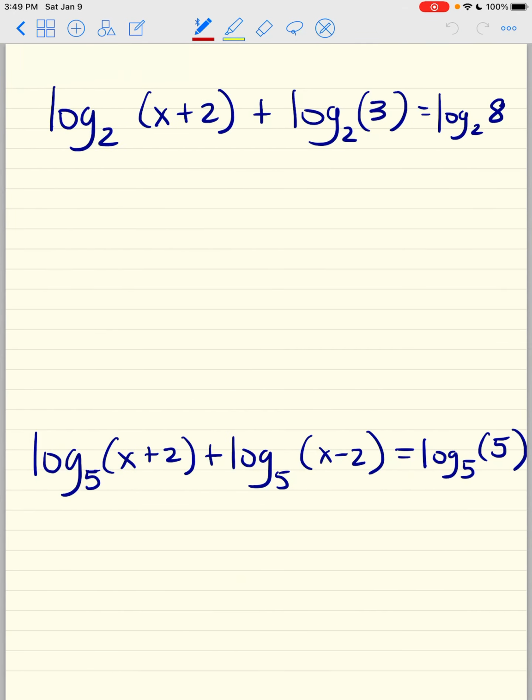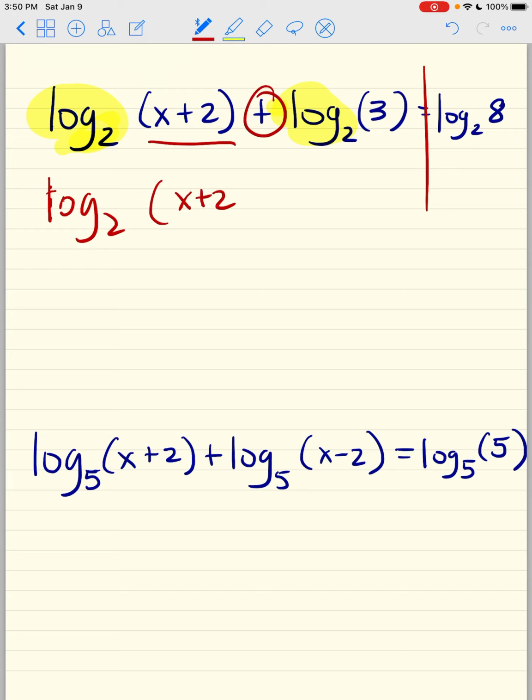In this problem, I have more than one log on the left side of the equal sign. If you watched my last video, you would remember how to condense, in other words, make more logs into just one log. Okay, so let's just make one log. So I'm going to factor out that log base 2. And then I'm going to be left with x plus 2 times 3. And that's equal to log base 2 of 8.